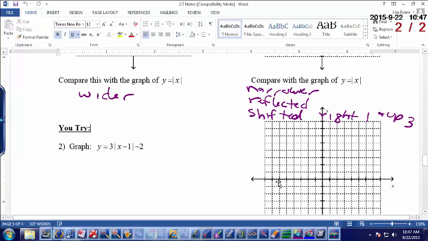Okay, I want you to pause the video and try the second one on your own. You're going to pull out the vertex. You're going to make an XY chart. You're going to pick 2 points, and you're going to reflect those 2 points. So again, I'm going to see the vertex. I'm going to see your XY chart, and on the graph, I'm going to see 5 points.